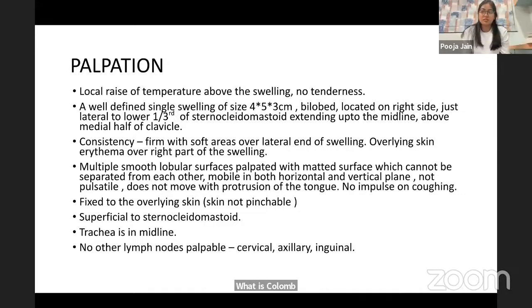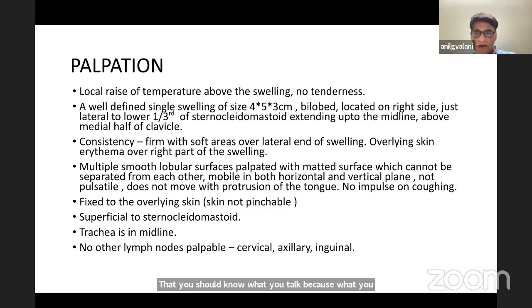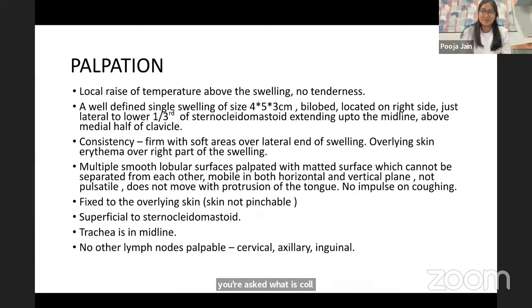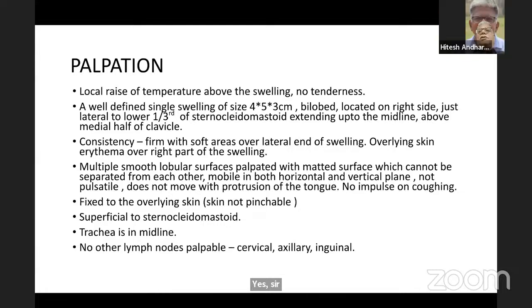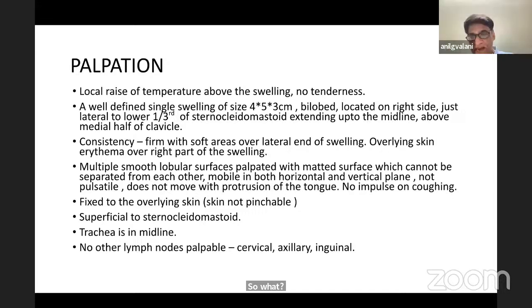See, at MS level, I think this is a very good take-home message from all the examiners: you should know what you talk, because what you talk inspires the examiner to ask you further. You follow? So you said collar stud, and now you become more on thin ice because you're asked what is collar stud. No examiner comes with preset questions. Whatever you answer, we will pick up questions from you, and we come to pass you. Don't make it difficult.